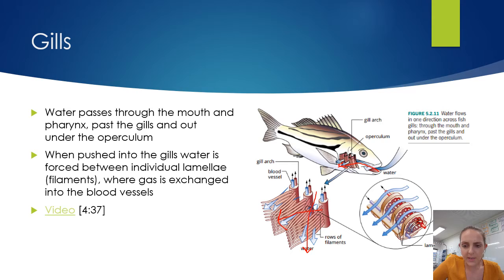If we take a closer look here, you can see water rushing through the gill structure. Now, as water passes over those folds, oxygen is able to diffuse into the blood vessels from that water, and CO2 as well is able to leave via that same process. There is a video here that you can have a look at that shows this in a little bit better detail. It's probably easier if you have a look at how this works.